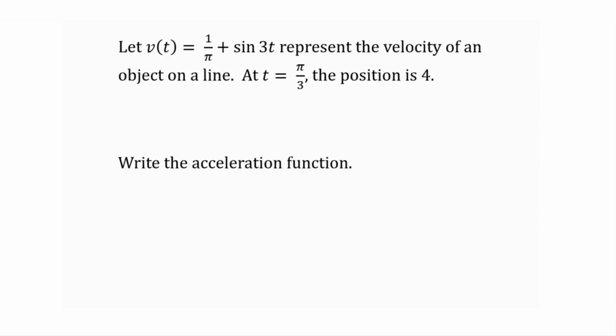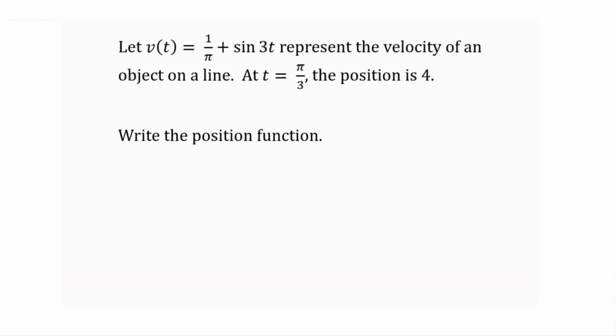Well, the acceleration function is equal to v prime of t. So in this case, we're going to take the derivative of v of t. 1 over pi is a constant, so the derivative of that is 0, and then sine of 3t would be a chain, so the answer for this first part would be 3 cosine 3t, using the chain rule.